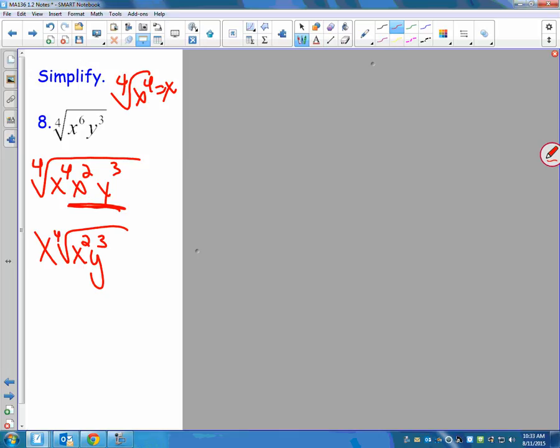Okay. And that's not very pretty, which is why the other thing that's in this section is using those rational exponents. Maybe that is a better way to write it. But this is where we're going to stop today.